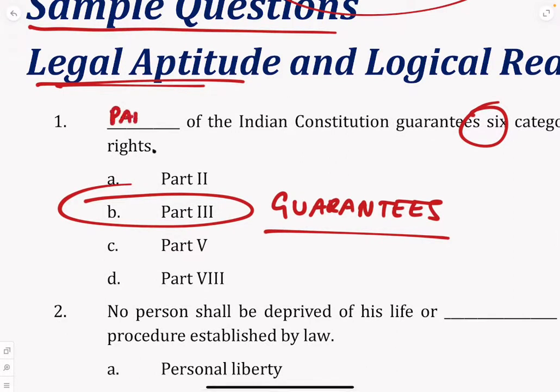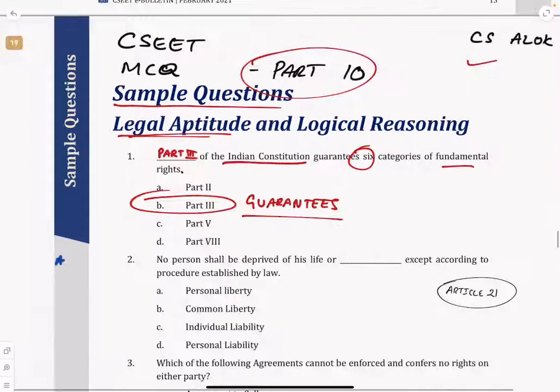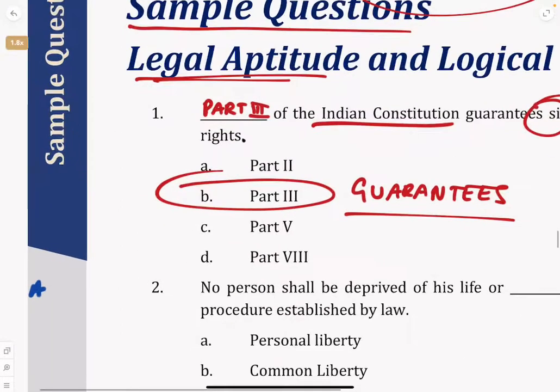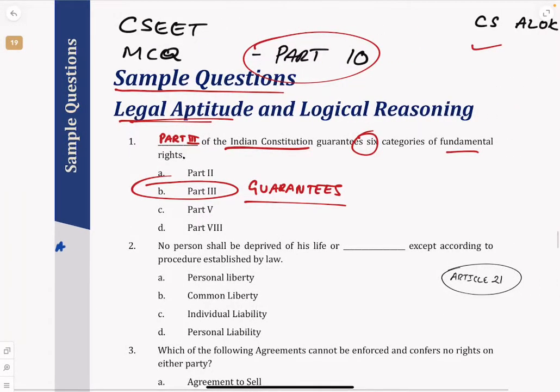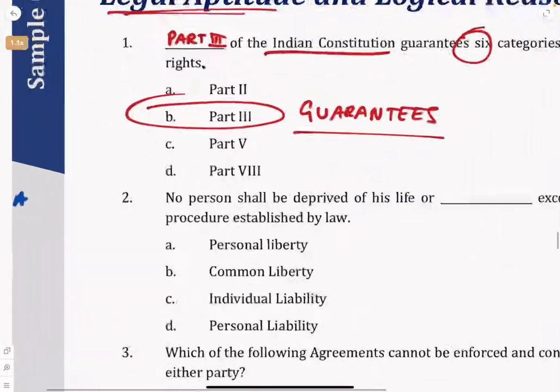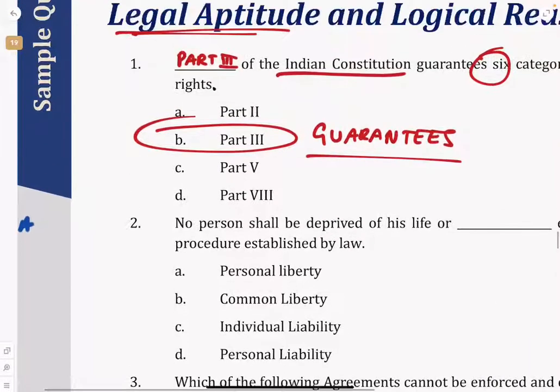So you should always remember that part 3 of the Constitution of India guarantees 6 fundamental rights, and that is for all the citizens. Right to equality, right to life, correct? Freedoms, all that will come into picture. Right to practice any religion, all these things. So the answer is B.